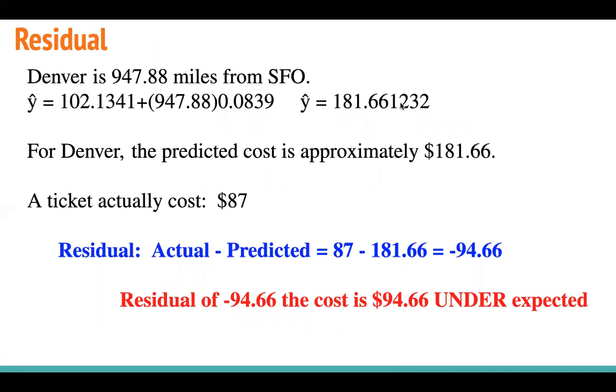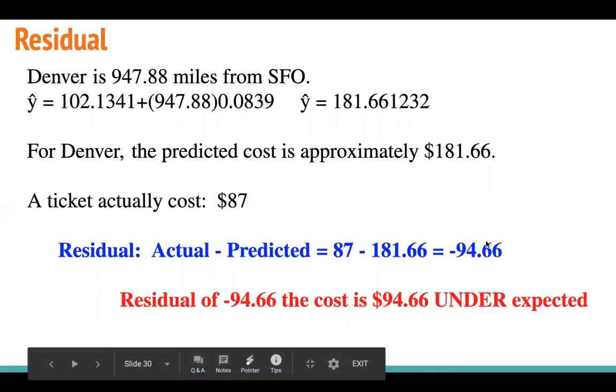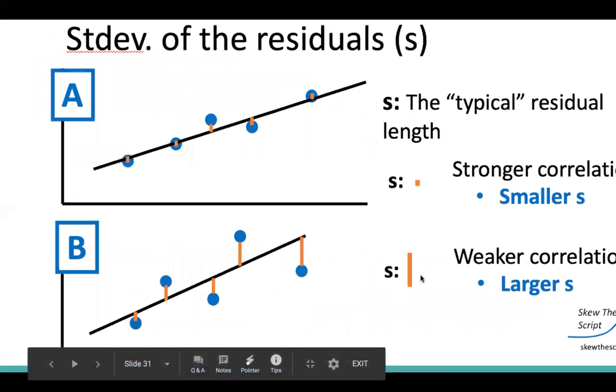For Denver, we had the calculated cost, right, of $181.66. The actual, if I looked it up on the Google Flights, was $87. So we take 87 minus this predicted and get negative 94.66. So the residual, this negative 94.66, means the cost is $94 under expected, almost $100 less than expected.